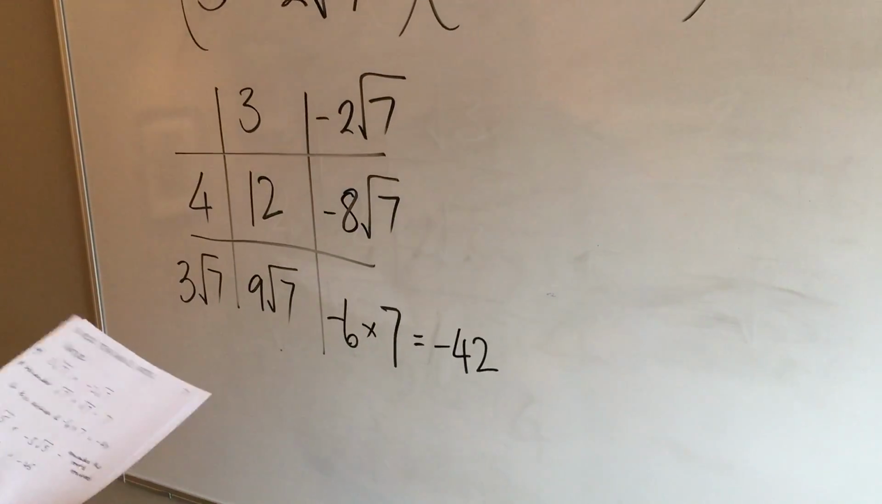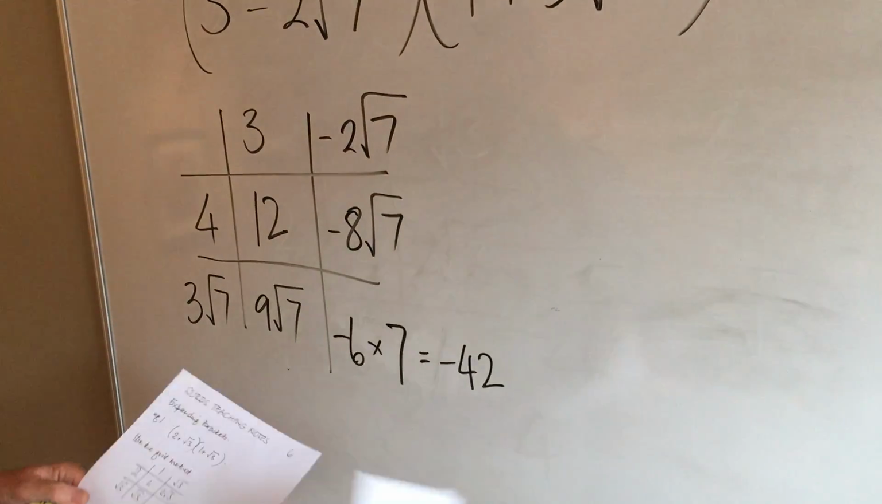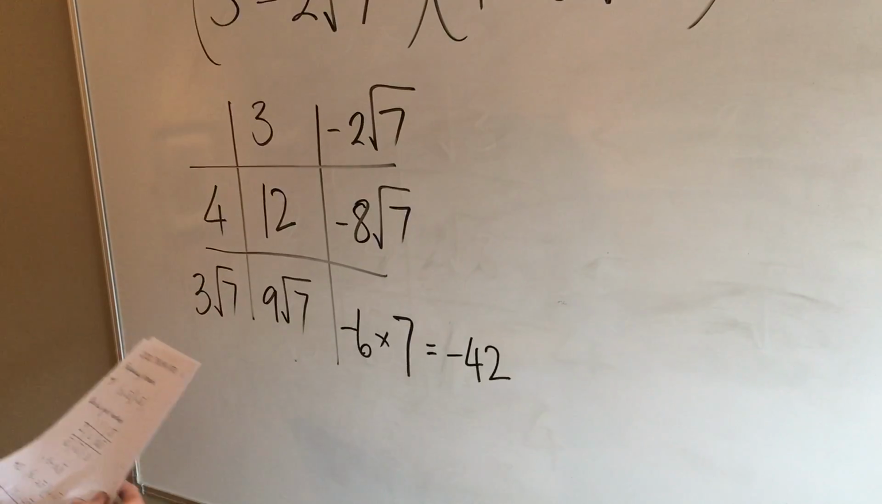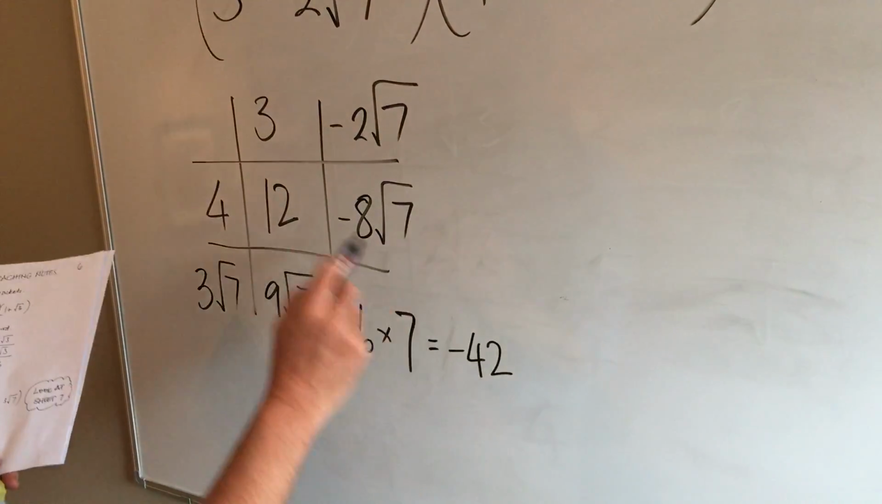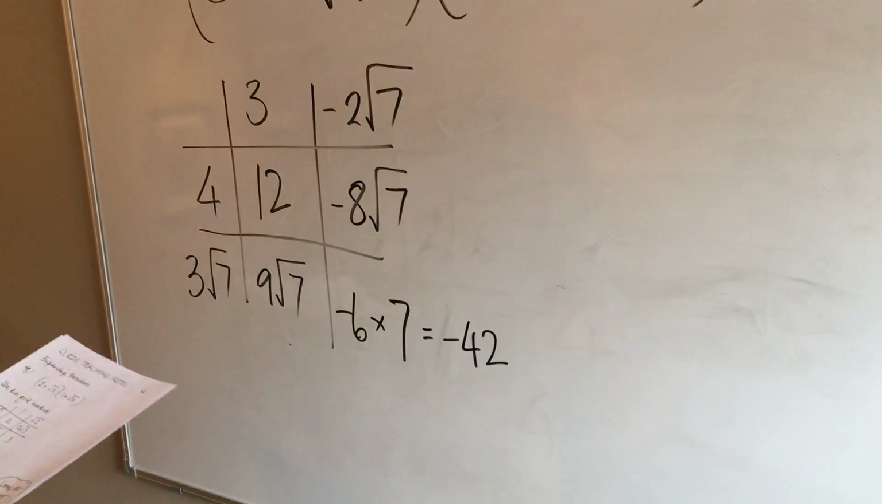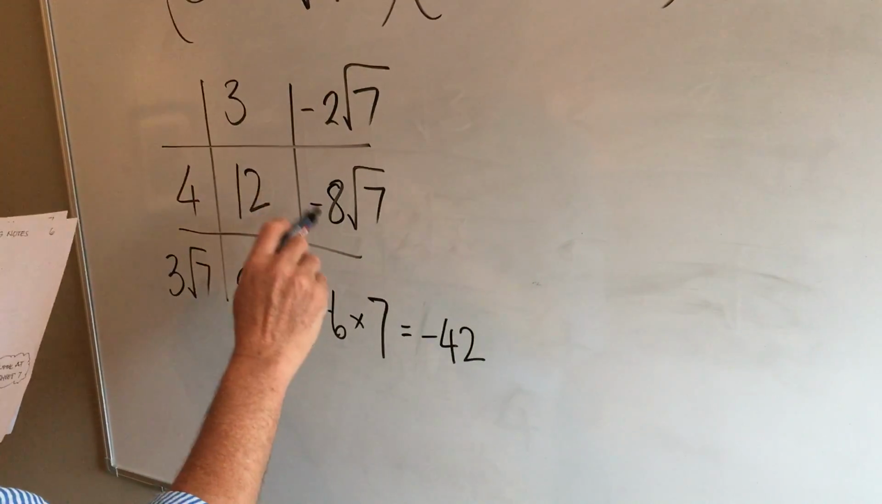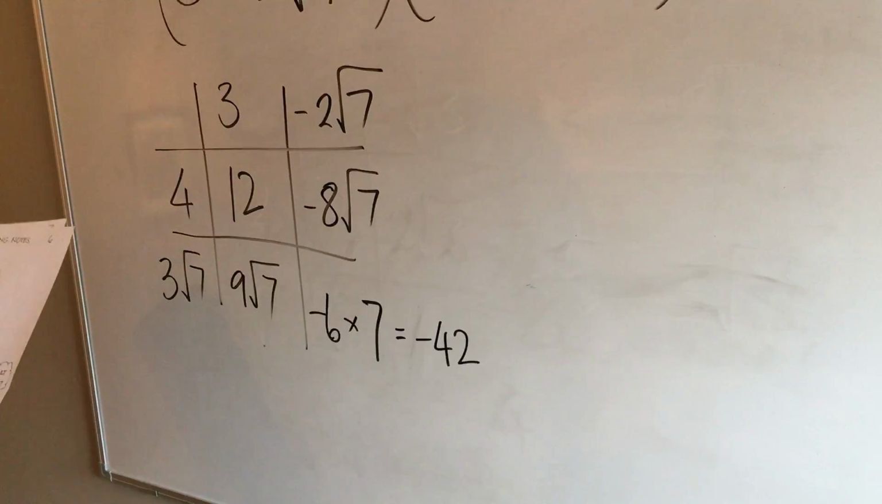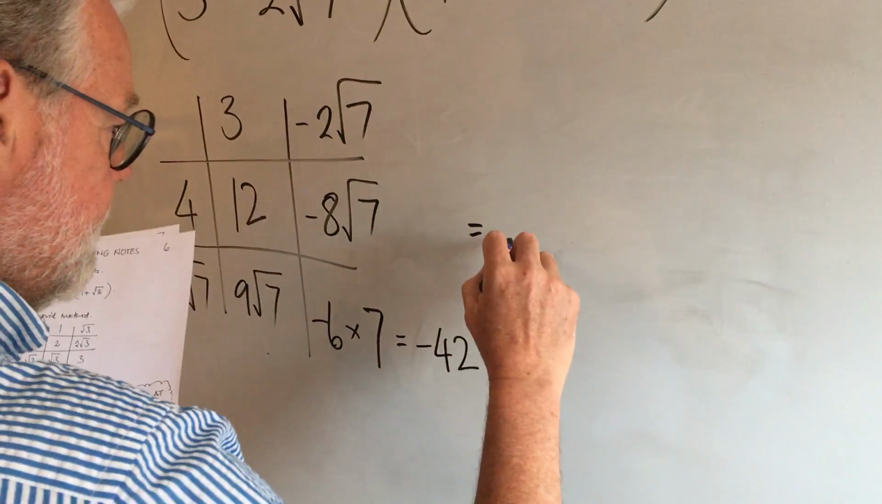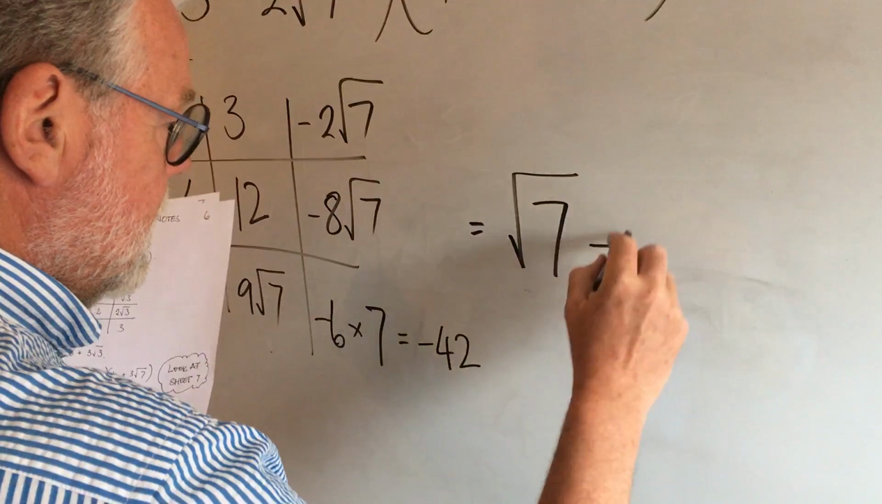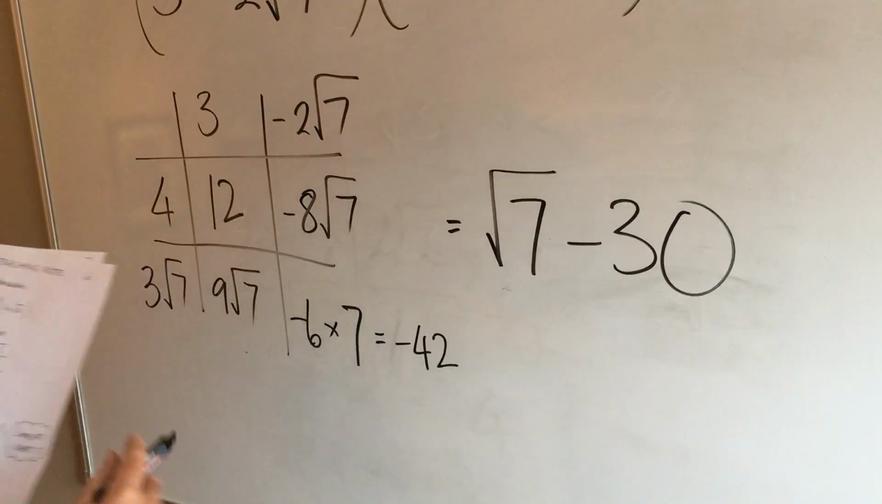And now we can go back and we can collect like terms. So we've got minus 42 add 12, which gives us minus 30, and 9 root 7 take away 8 root 7 just gives us root 7. So our answer is root 7 take away 30. And that's it.